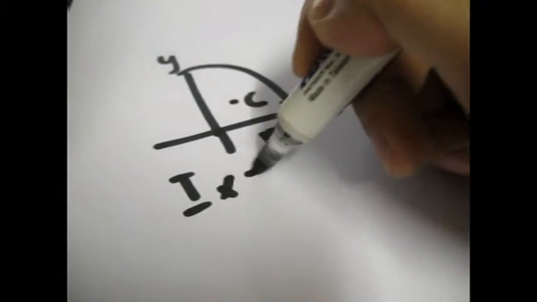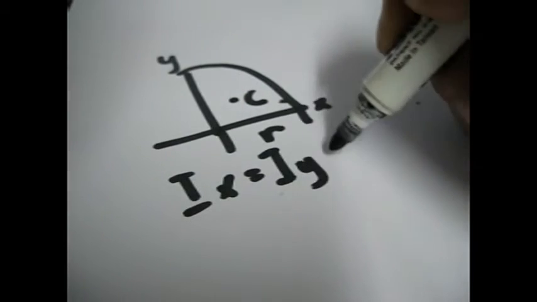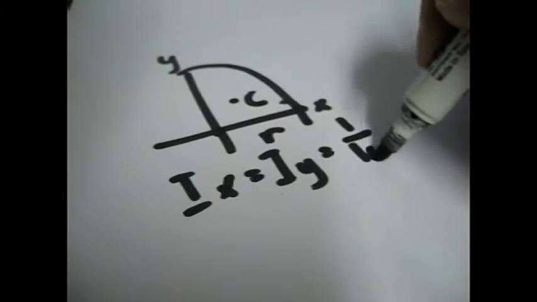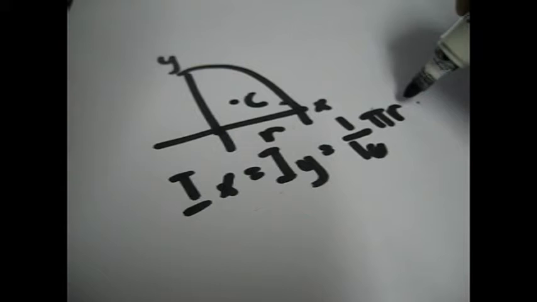Ix equals Iy equals 1 over 16 pi r to the 4th.